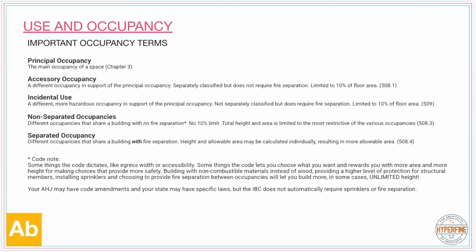Next, please. All right, so here are 4 or 5 important occupancy terms to know. Principal occupancy, that's what we've been talking about. It's the main occupancy of a space or a building. This is in chapter 3: assembly, business, residential, all those things I was talking about. Accessory occupancy is a different occupancy that's in support of the principal occupancy. It's classified separately, but does not require fire separation.